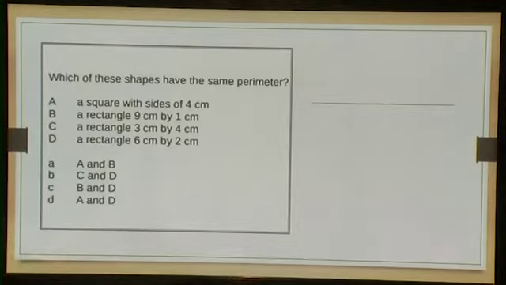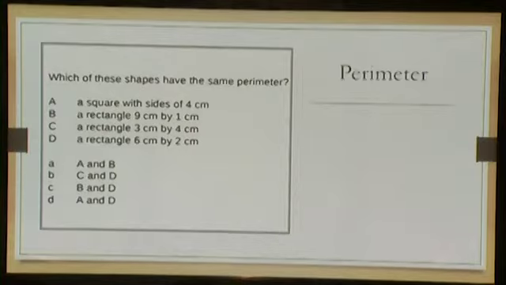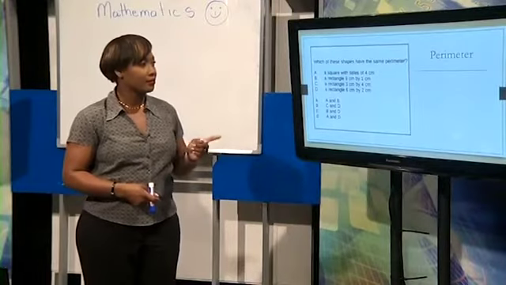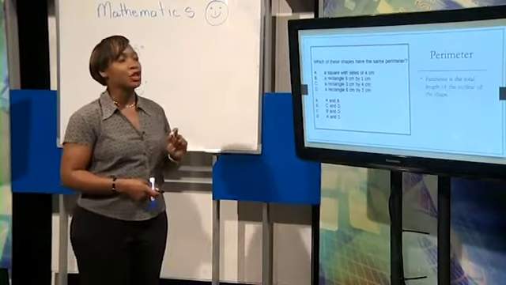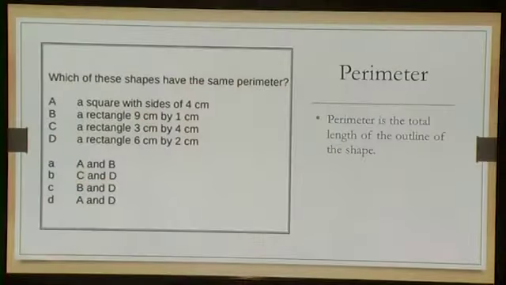All right, next question. Which of these shapes have the same perimeter? So, what is perimeter? All right, perimeter is the total length of the outline of the shape. So we're going to look at the length of the outline of the shape and figure out the perimeter. So let's go on the board.